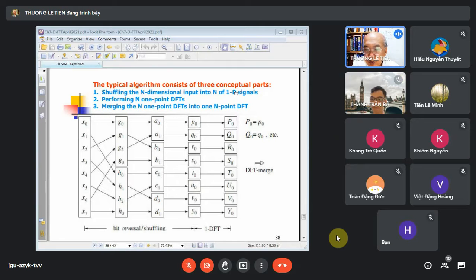So that means straightforward. We stop when we split the input signal into 2D signals, and then we can straightforwardly calculate the 2-point DFT. But because this one is the algorithm, look at this one.